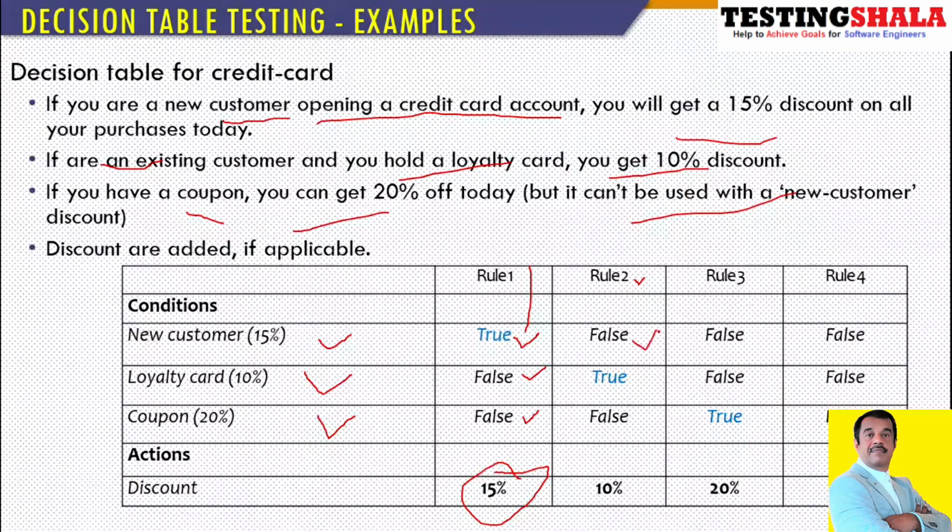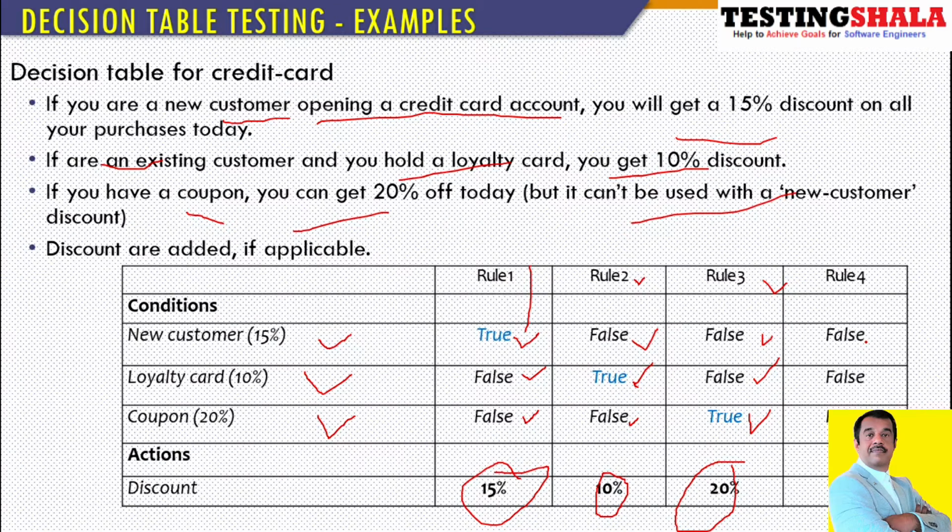Similarly, we have rule 2: he is not a new customer, he is an existing customer, but he is having a loyalty card and he doesn't have any coupon code. That means he will be entitled to get 10% discount. Then rule 3 is, he is an existing customer, he is not a new customer. Again, he doesn't have a loyalty card, but he is having a coupon code. At that time you will be getting 20% discount.